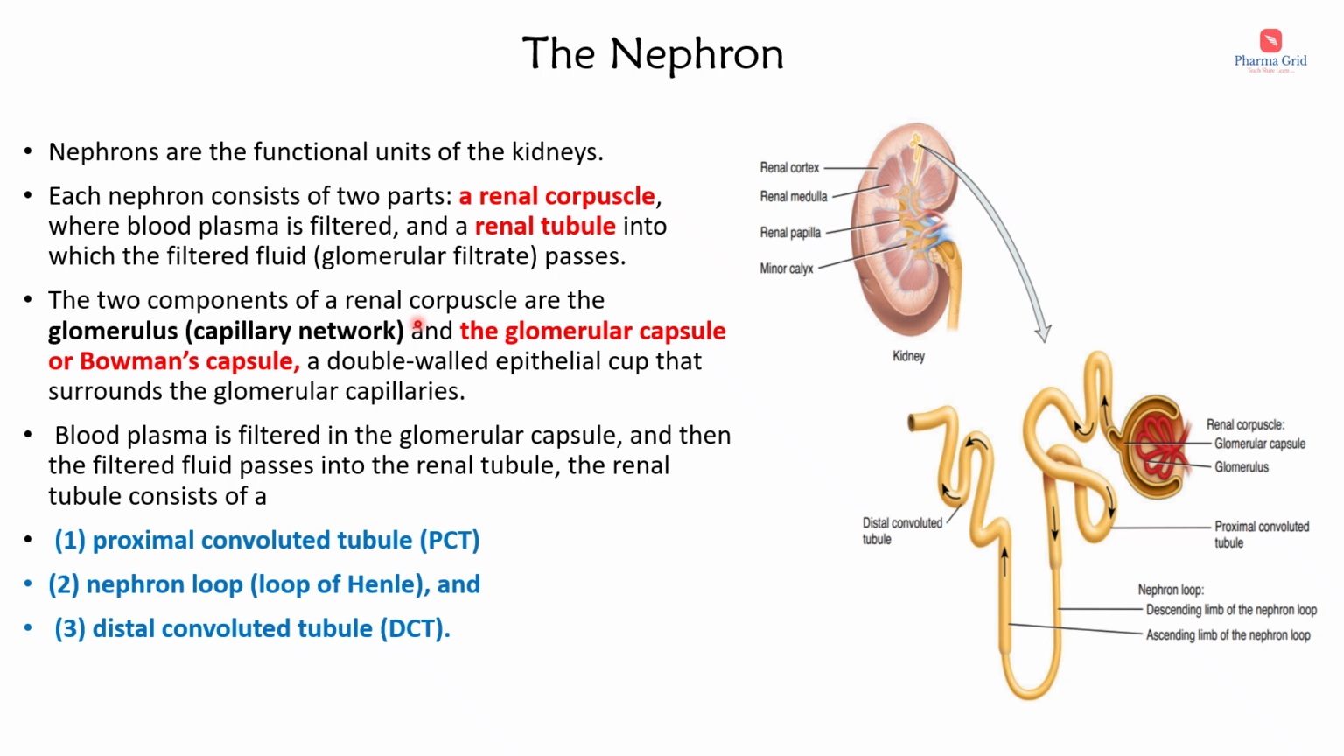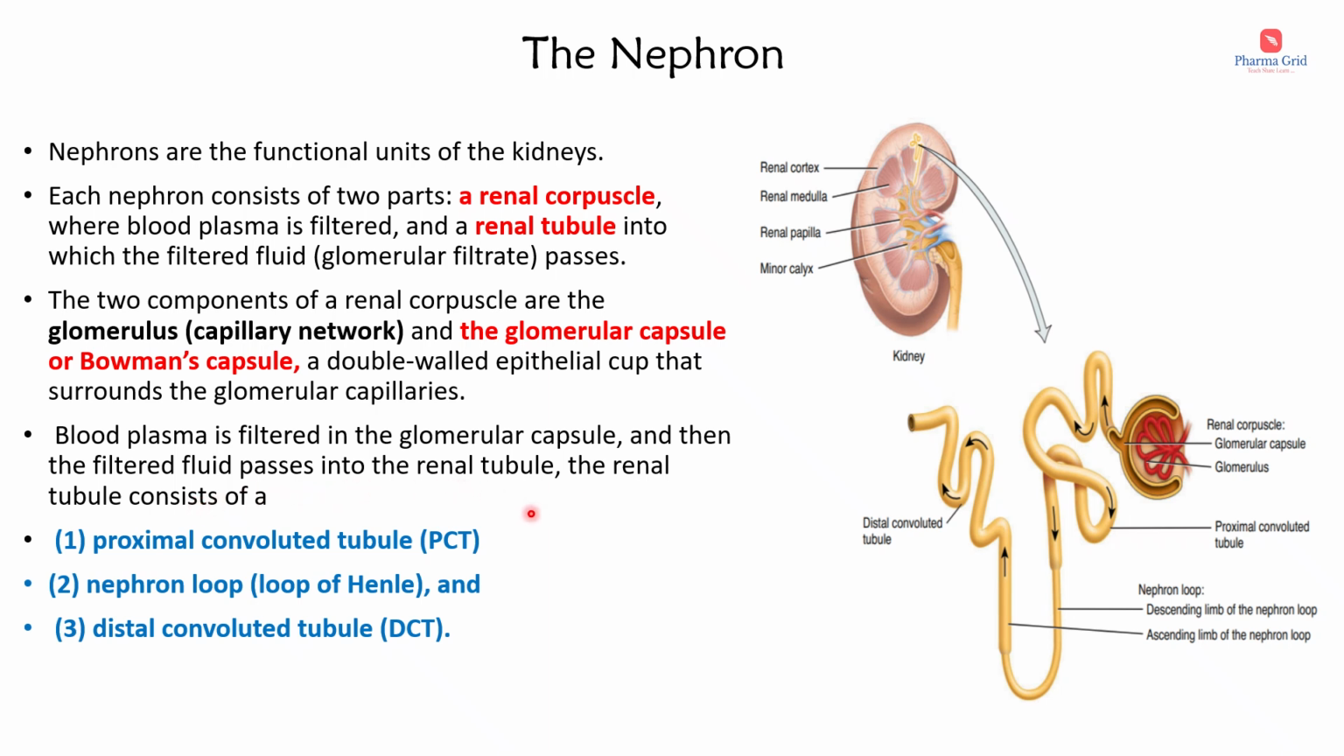The two components of a renal corpuscle are the glomerulus, which is nothing but a capillary network, and the glomerular capsule or Bowman's capsule, which is a double-walled epithelial cup that surrounds the glomerular capillaries. Blood plasma is filtered in the glomerular capsule, and then the filtered fluid passes into the renal tubule.